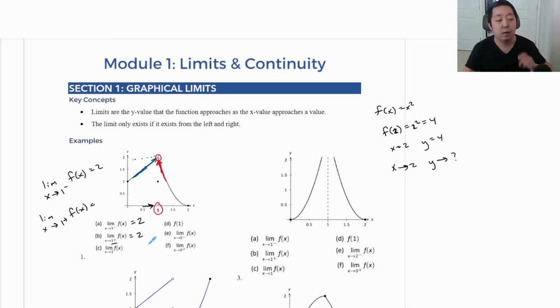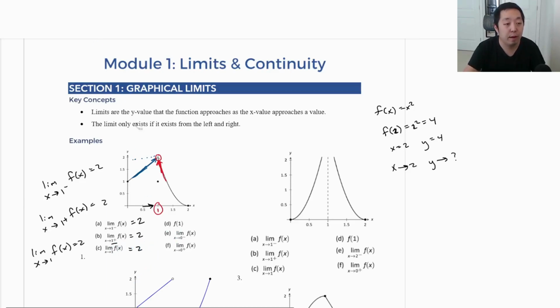Okay? Now, if the left and the right approach the same value, the same limit, then we say that the limit as x approaches 1 is equal to 2. So if the left and the right approach the same value, then we say the limit exists, and so as x approaches 1, the value of the function also approaches 2.